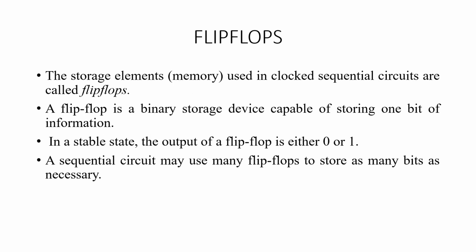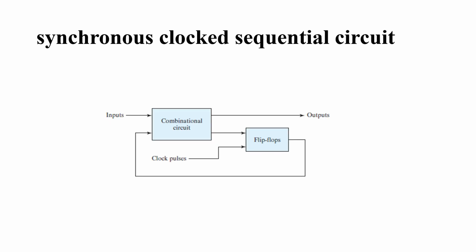The flip-flop. A flip-flop is a device that stores one bit of information, zeros and ones. The flip-flop is capable of memory, so it is called a memory device. The output of the flip-flop is either 0 or 1. The sequential circuit uses flip-flops to store as many bits as we need.